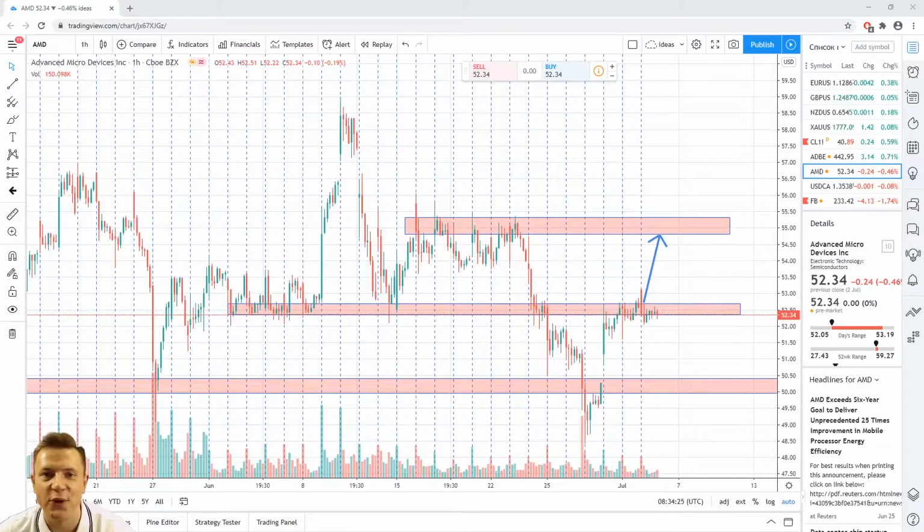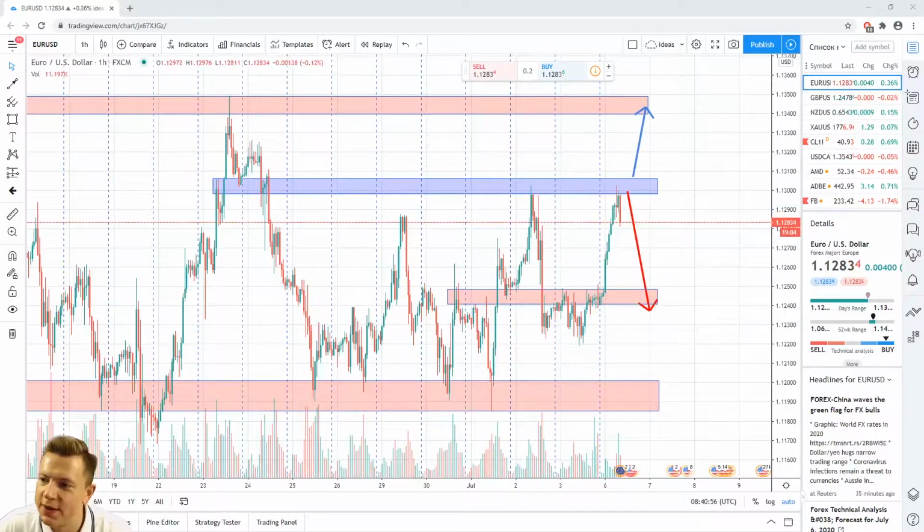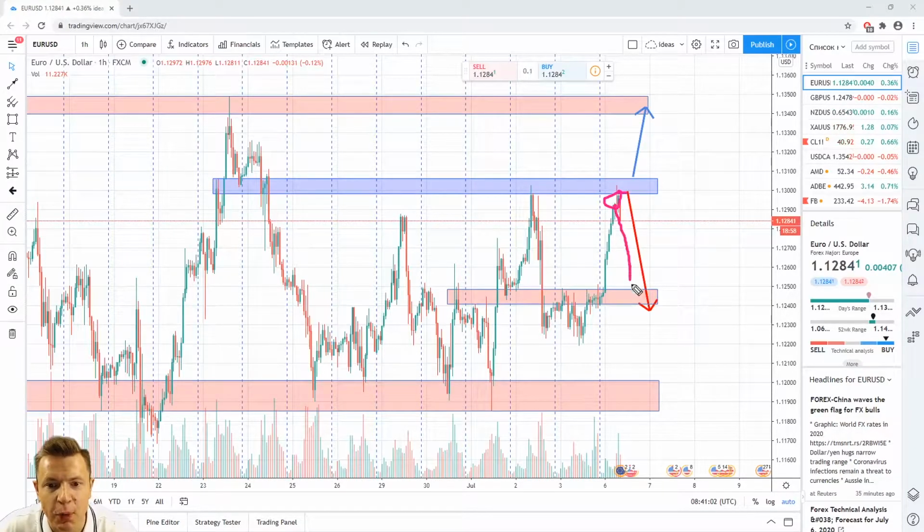Well, right now let's move on to today's ideas. In today's ideas, let's start with Euro-Dollar. As you can see, price right now try to get a bounce from this level. That's why I recommended you short this currency pair, and the first target will be around 1.1250.